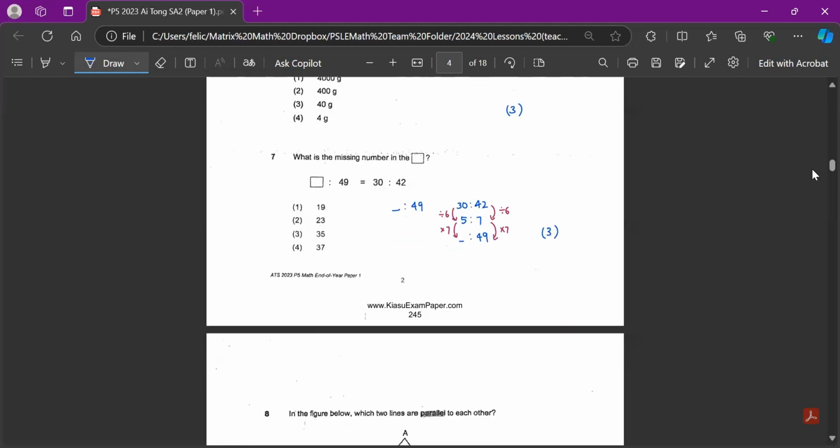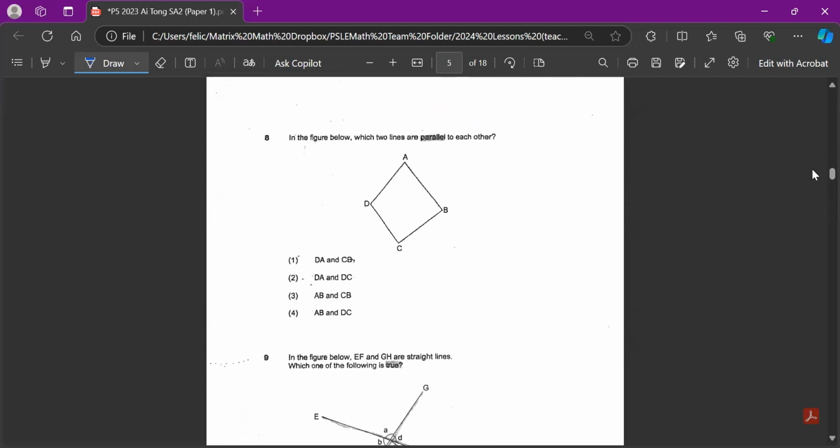There are a lot of option 3s for this paper. Okay, the next one. In the figure, which two lines are parallel to each other? I think it's pretty obvious. The parallel lines cannot be AD and BC, right? These two are obviously not parallel. Remember the definition of parallel is that both lines must run in the same direction and they will never ever touch each other. In this case, I hope you can tell it's actually DC parallel to AB. So it will be option 4.